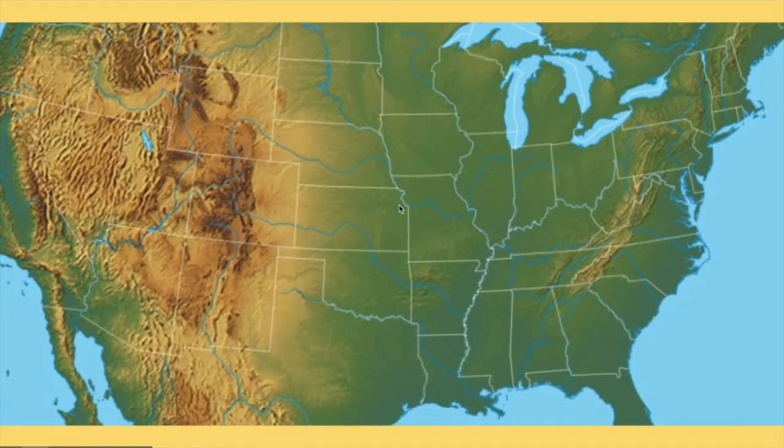There are also maps like this one. This map is the same map of the United States, except it does not have the states' names. It just shows how the land looks across the different areas. For example, we can see the blue lines are the different lakes and rivers in the United States.